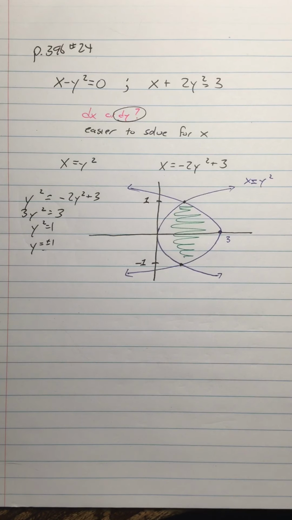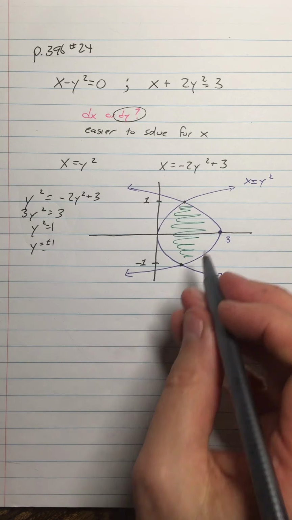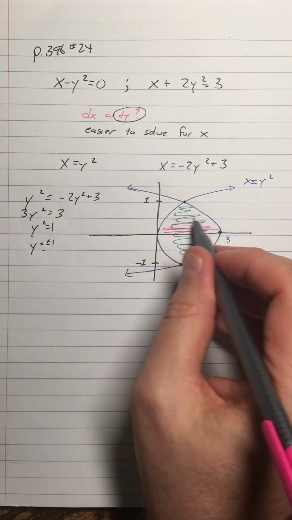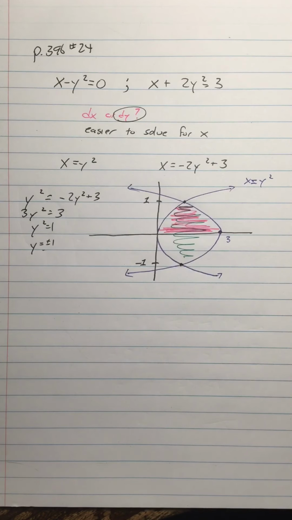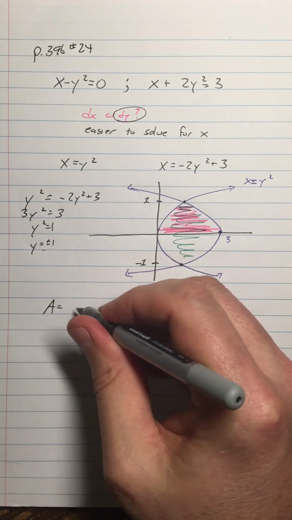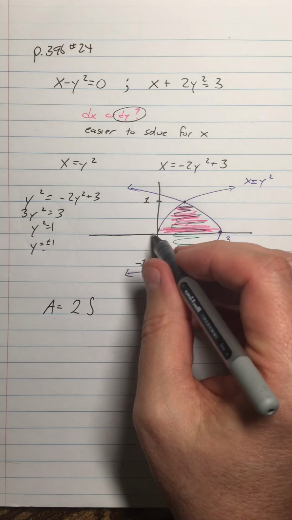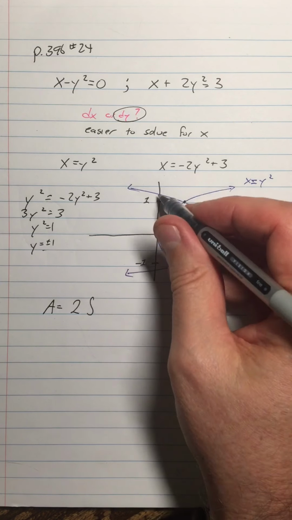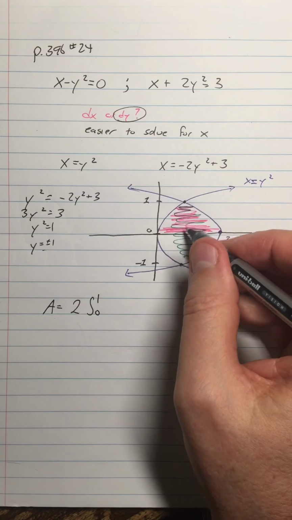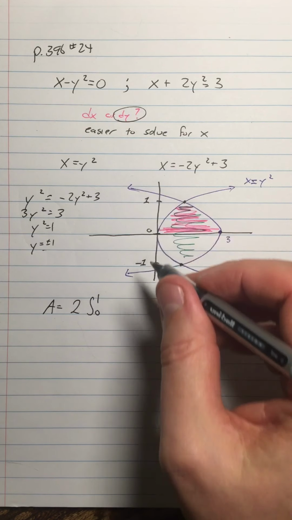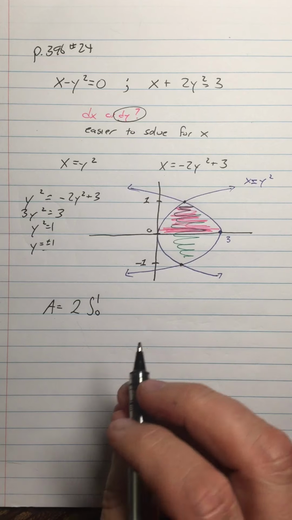Okay, now I want to point out about symmetry again. This is, again, a symmetric function. It's symmetric with respect to the x-axis this time. So what I'm going to do is I'm going to use symmetry again, and I'm only going to do the top half of the figure, and then I'm going to double my result. So I'm going to say that the area is equal to 2 times the integral from, remember my limits of integration are y coordinates, so I'm going to be going from 0 to 1. That's my advantage of doing symmetry, is that I can take advantage of the 0 and not have to plug in the negative 1 and do everything twice.